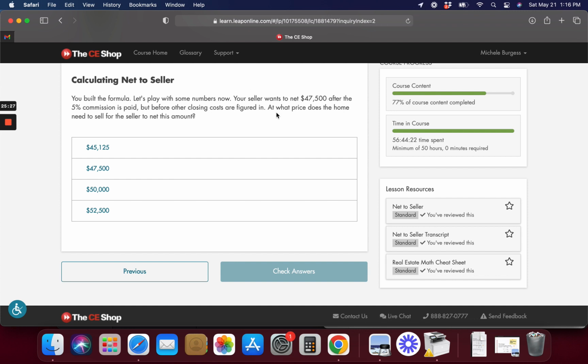All right, so your seller wants to net. See what I mean? This is what I mean by this again. Your seller wants to net 40. This would be, I would defer them to the mortgage company. Your seller wants to get 47,500 after the commission, but before other closing costs are figured in. At what price does the home need to sell? Now this one, I would go to the mortgage company, because if you give them the wrong answer, then they're going to get upset.